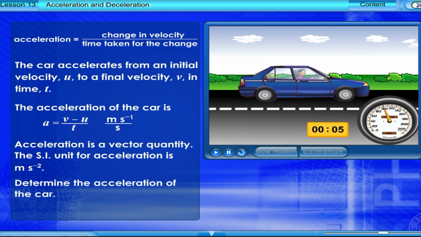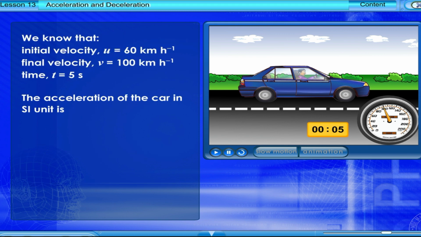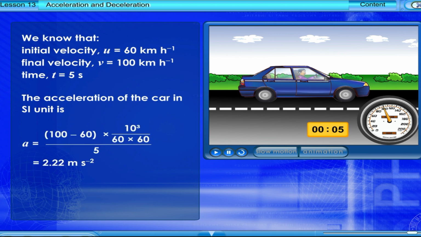Determine the acceleration of the car. We know that initial velocity u equals 60 kilometers per hour. Final velocity v equals 100 kilometers per hour. Time t equals 5 seconds. The acceleration of the car in SI unit is 2.22 meters per second squared.